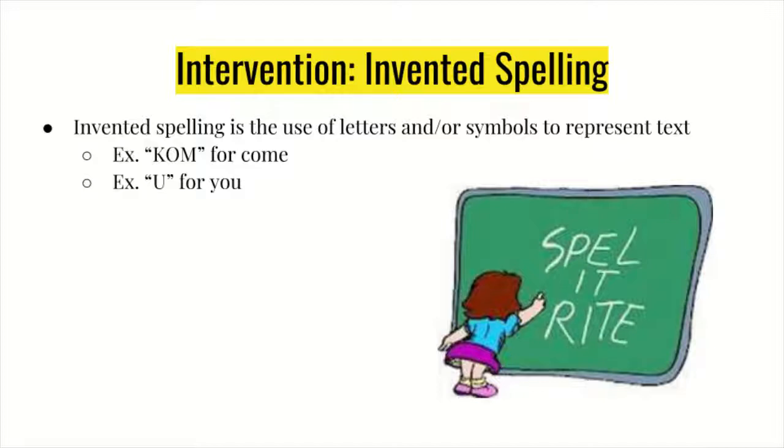In the semi-phonetic stage, the child understands simple sounds to single letters, such as the letter U for YOU. In the phonetic stage, the child can use those letters together to make sounds and even shortened words such as KOM for the word come, COME.